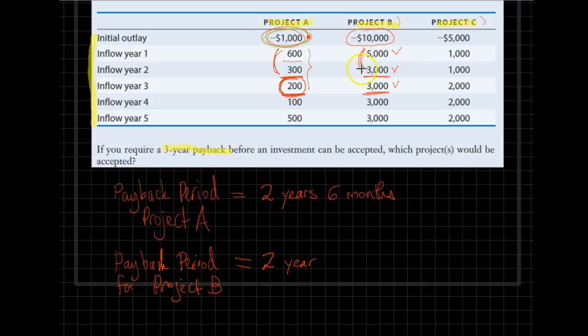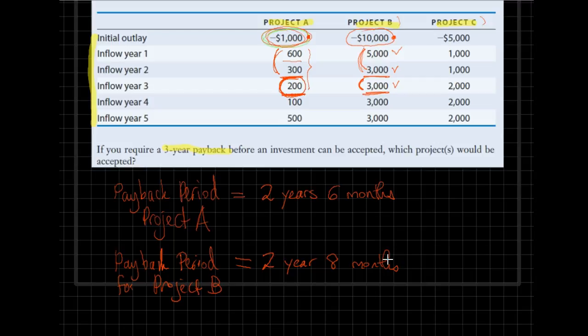We need to figure out how many months. In 2 years we can recover $8,000, so we're still short of $2,000. If during the whole third year we can extract $3,000 of cash flows, how long will it take until we recover the remaining $2,000? A simple logic will tell us the solution. If in 12 months we can earn $3,000, in how many months can we earn $2,000? The answer is obviously 8 months. So in 8 months we can make the remaining $2,000.